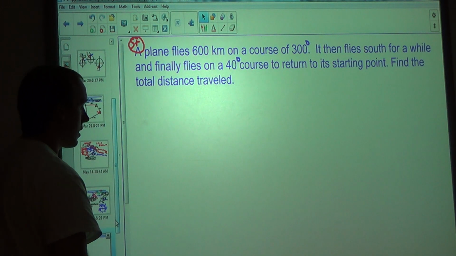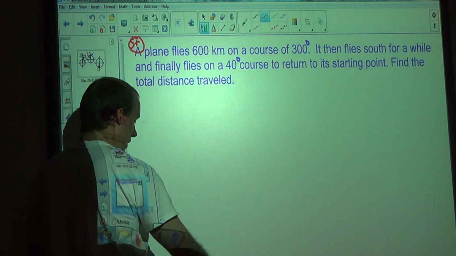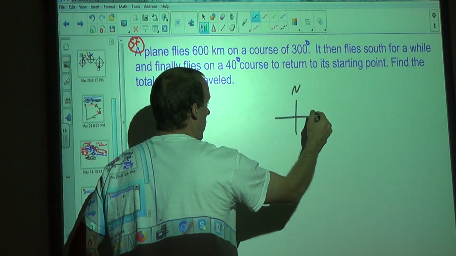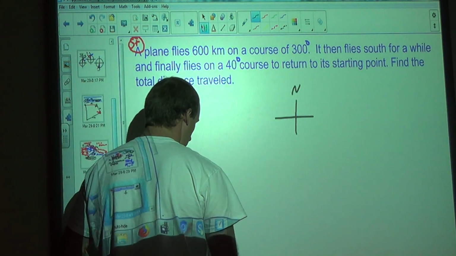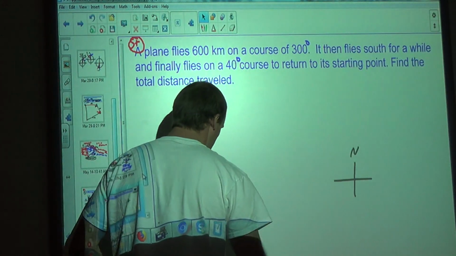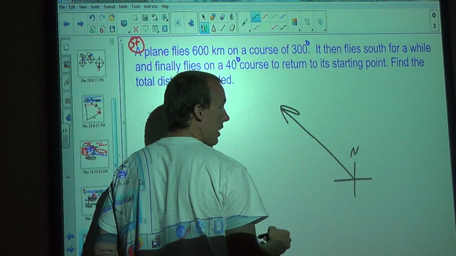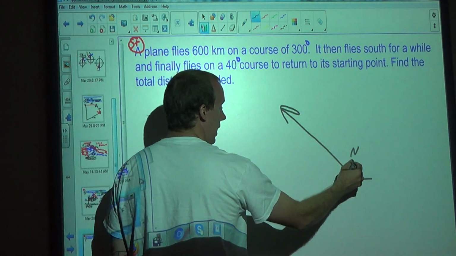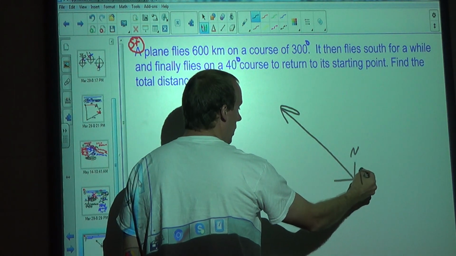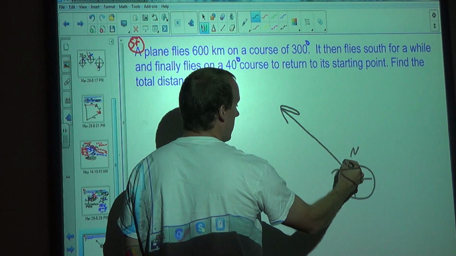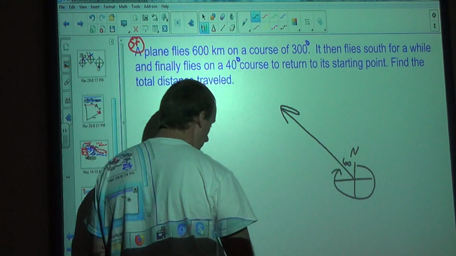Alright, last question here, I think. A plane flies 600 kilometers at a course of 300. So again, I make a crosshair. Start at the north. So 180, 270, 300 is actually going to the upper left, so I'm going to go down here. So 300. If that's 300, that means I have how many more to get to there? Okay. How far would that be? 360 is the full circle, 300 is here, that means I have 60 degrees left over there.